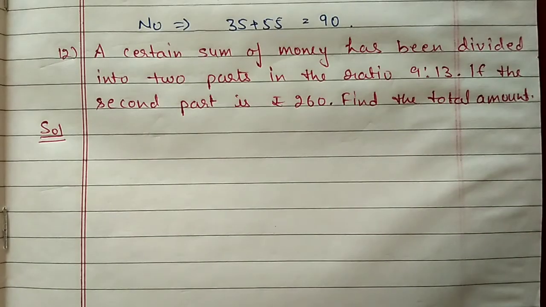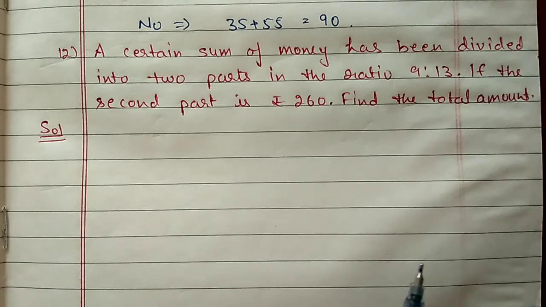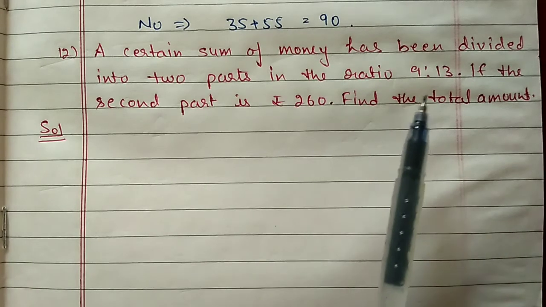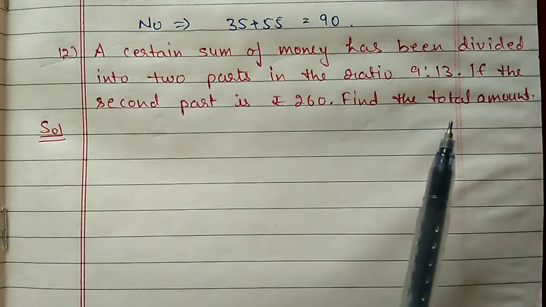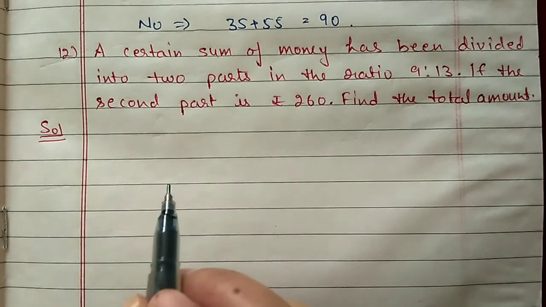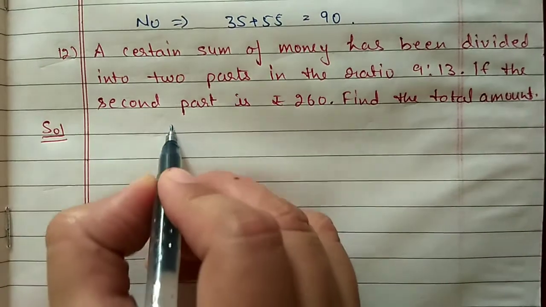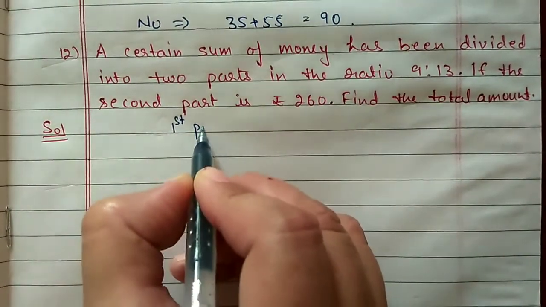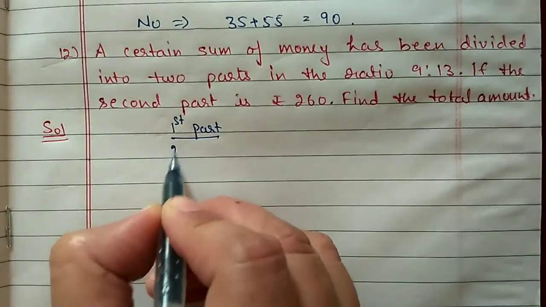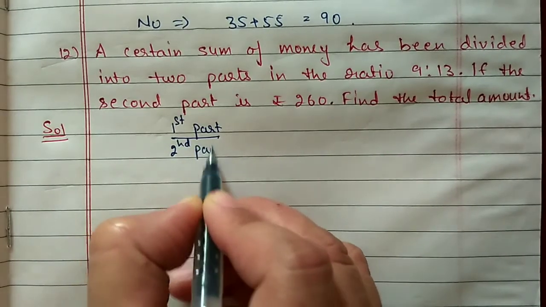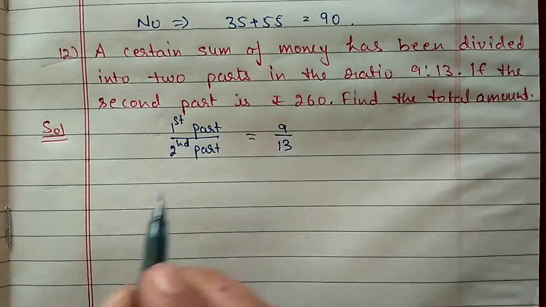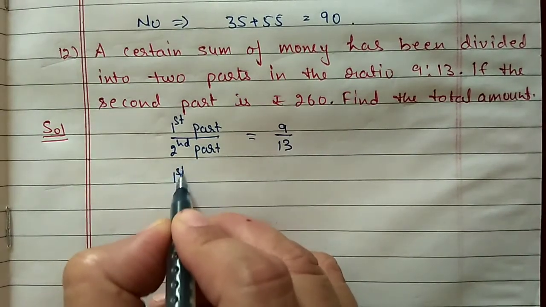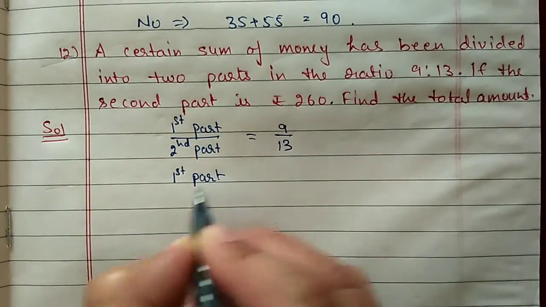Next, question number 12. A certain sum of money has been divided into two parts in the ratio 9:13. If the second part is 260, find the total amount. So here this money has been divided into two parts, first part and second part, and the ratio is given for these two parts, 9:13. Now the first part we don't know, but the second part is given here, 260.